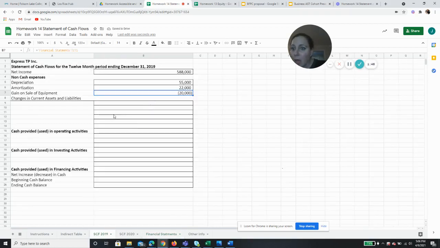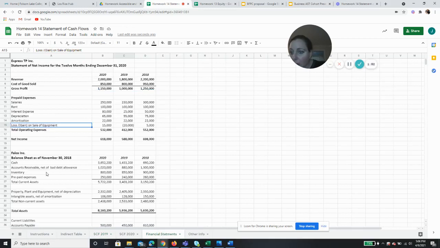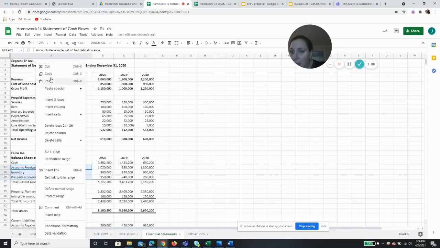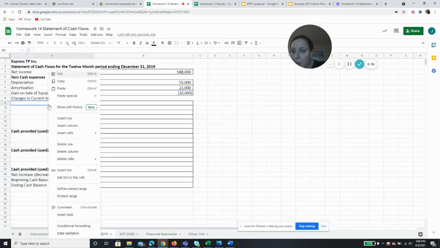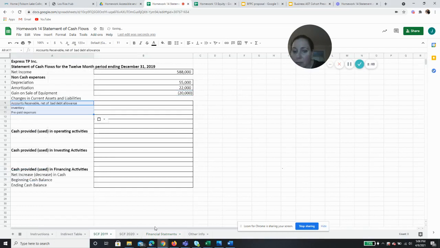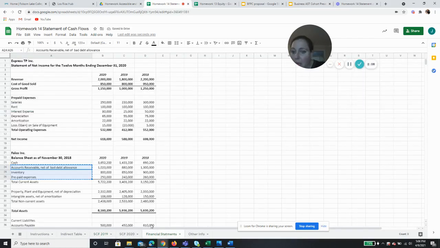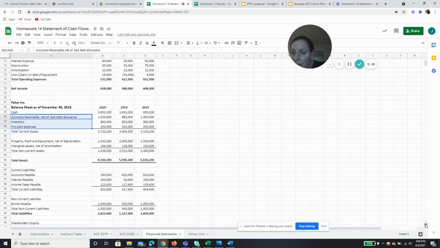All right, and then change in current assets and liabilities. So let me see again what I have. I have accounts receivable, inventory, and prepaid expenses. Just going to copy them over because that's going to make my life easy. Of course, you could always just type it in yourself or write it in with a pen or pencil. And then for my current liabilities, those are my current assets, not including cash. My current liabilities, I have accounts payable, interest income, and income taxes payable.